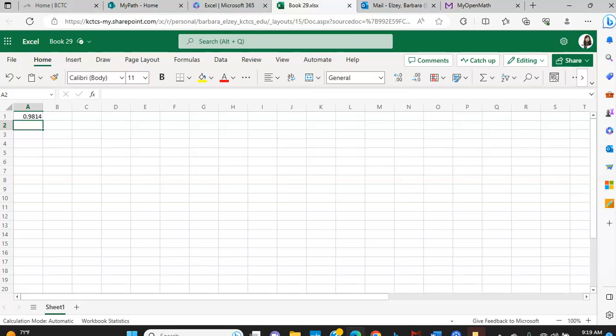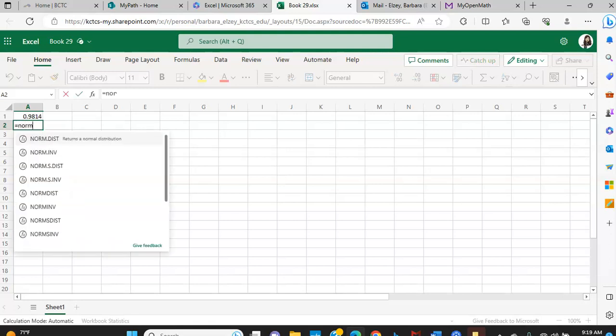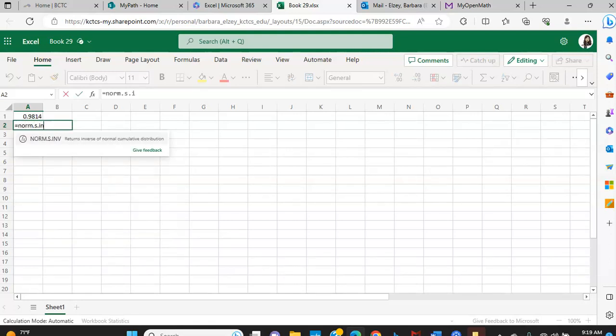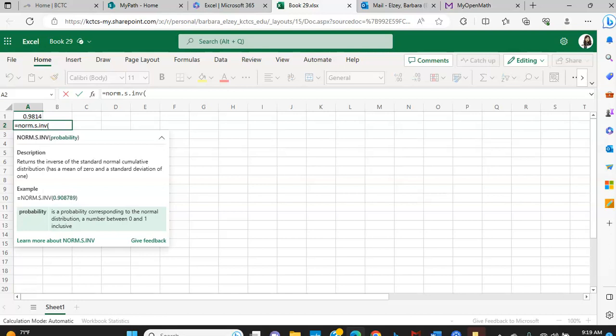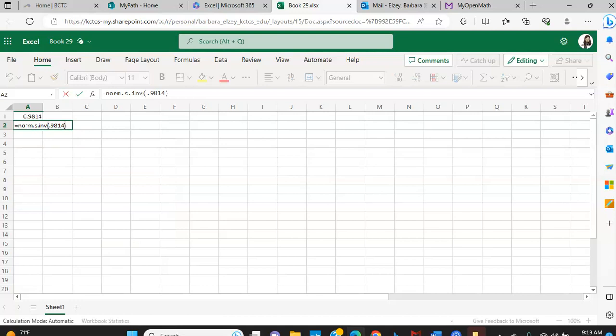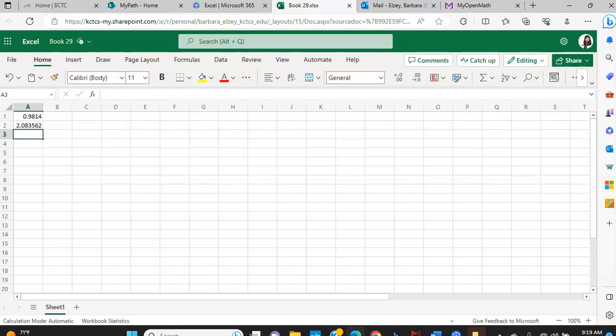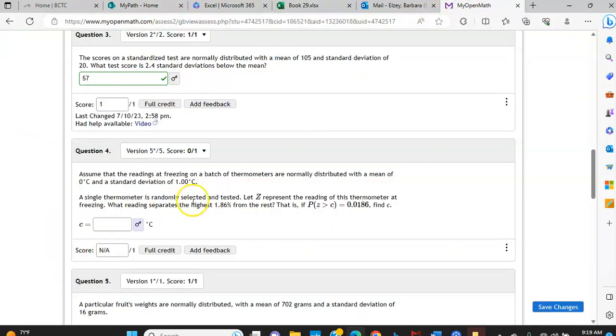All right, so now since I'm going from a probability back to the z-score, I want to do equal NORM.S.INV and put 0.9814 into those parentheses and hit enter, and we get 2.083562.